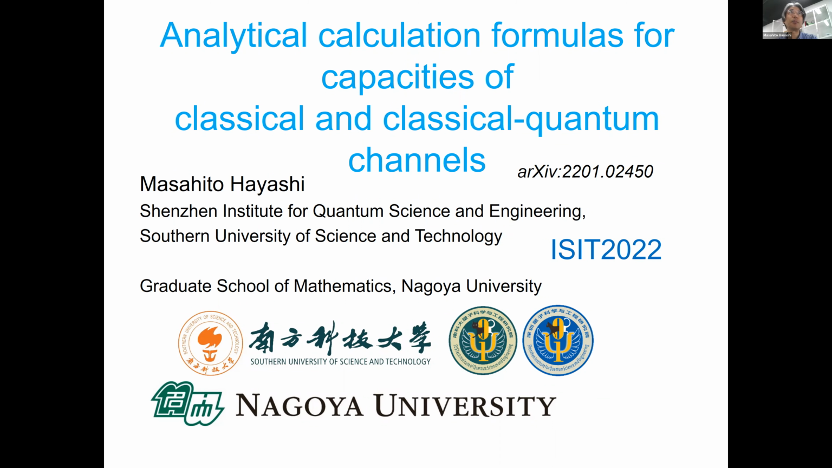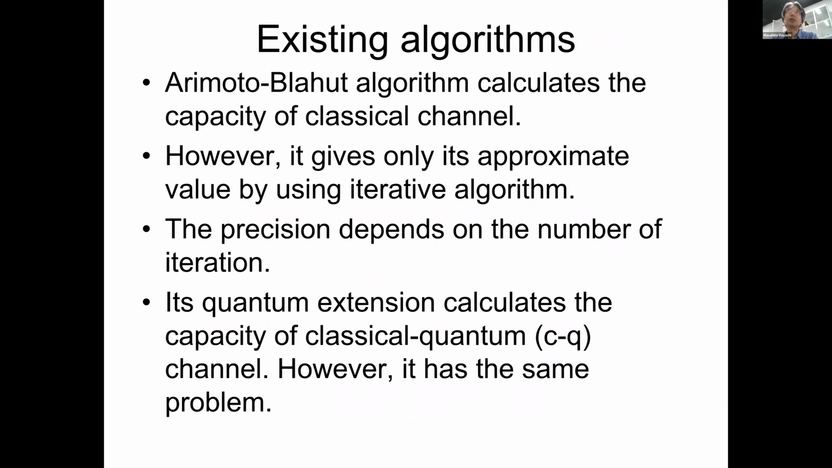Today, I want to talk about analytical calculation formulas for capacities of classical and classical quantum channels. The existence argument for channel capacity has the following problem. The famous Arimoto-Blahut algorithm calculates the capacity of a classical channel. However, it gives only its approximate value by using an iterative algorithm. The precision depends on the number of iterations.